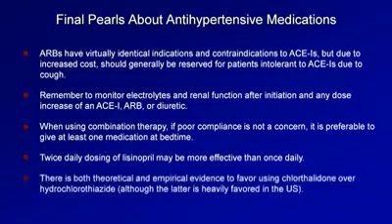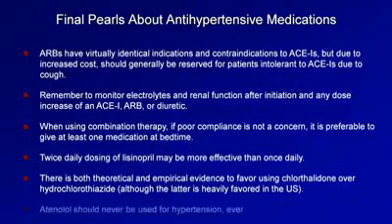There is both theoretical and empirical evidence to favor using chlorthalidone over hydrochlorothiazide, even though the latter is heavily favored in the US. Admittedly, the clinical difference between the two thiazides is probably very small. And finally, atenolol should never be used for hypertension, ever. There is a large amount of evidence that atenolol is no better than placebo at preventing a number of important adverse cardiovascular events, and all it does is expose your patient to side effects and unnecessary cost.